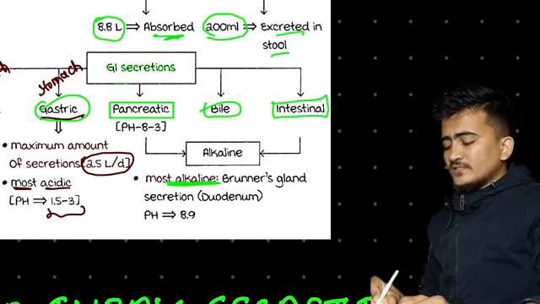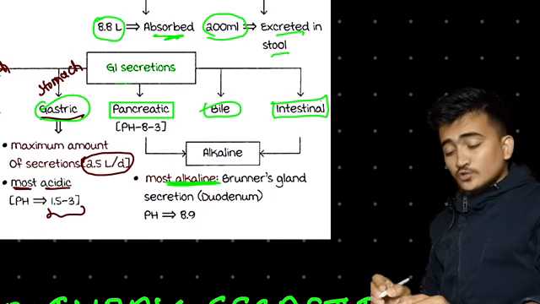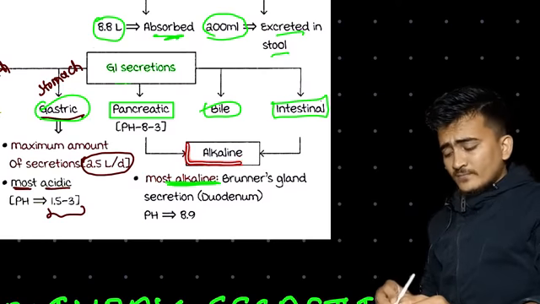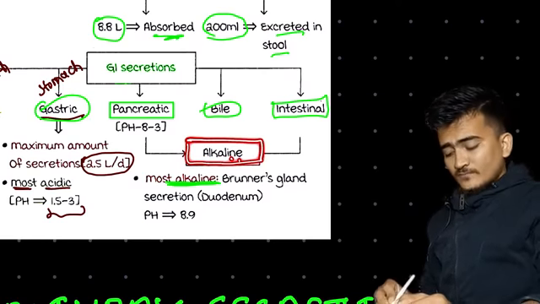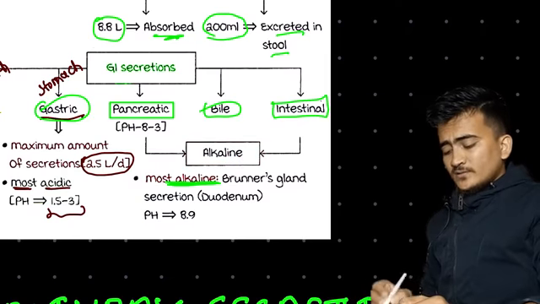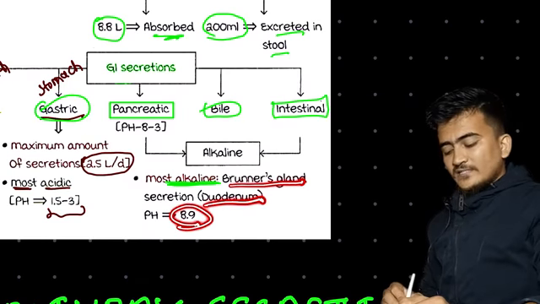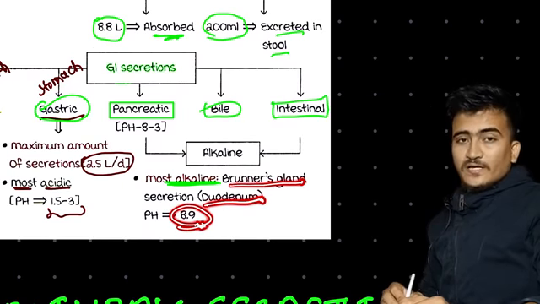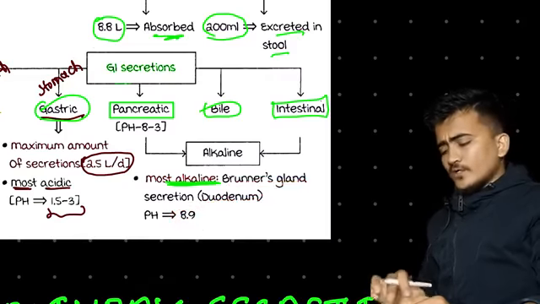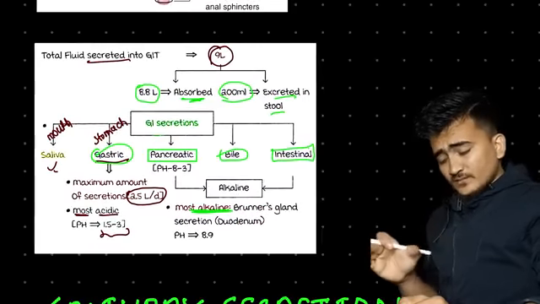Talking about intestinal secretion, it is also an alkaline secretion. It is secreted by Brunner's gland, which is present in the duodenum. Here the pH is 8.8 to 8.9. Okay, this is all about the different secretions briefly.